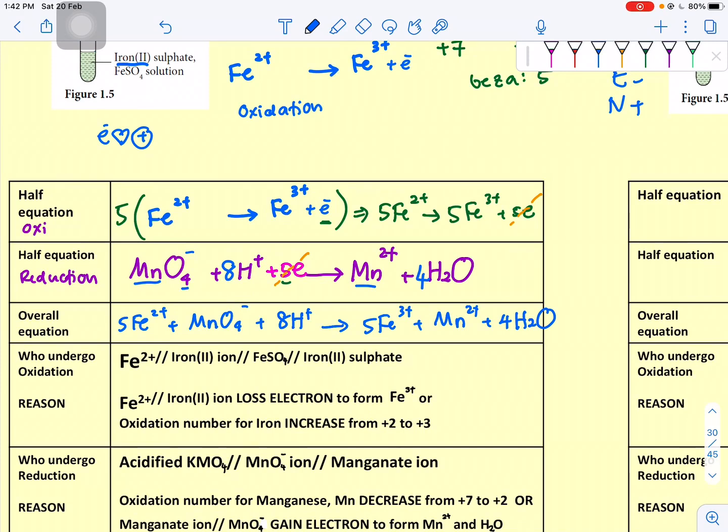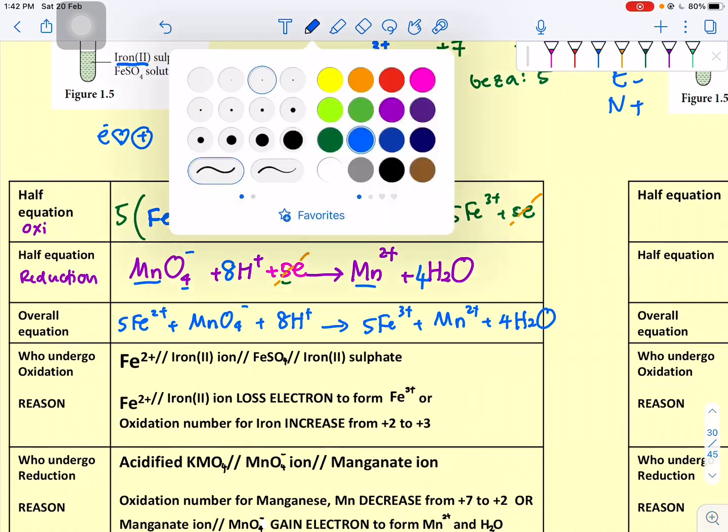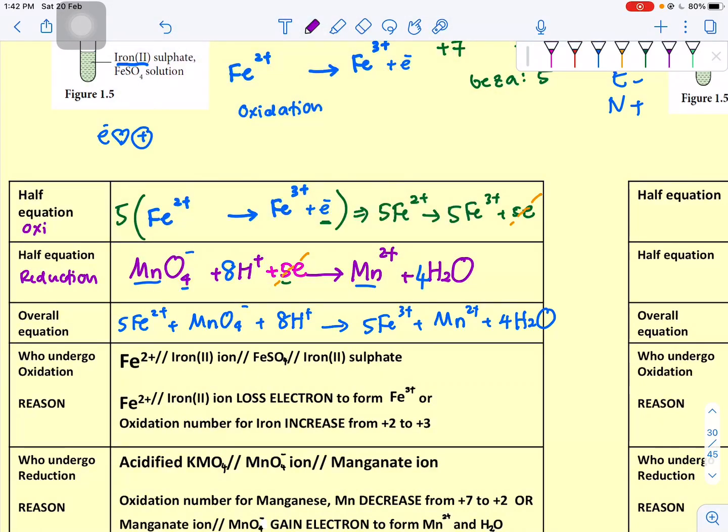So you can double check sama tak dia punya charge dia. 5 times 2 is 10. 10 minus 1 is 9. 9 plus 8, 17. Okay, on the right side, 5 times 3, 15. 15 plus 2, 17. So balance. 17, 17. So who undergo oxidation?